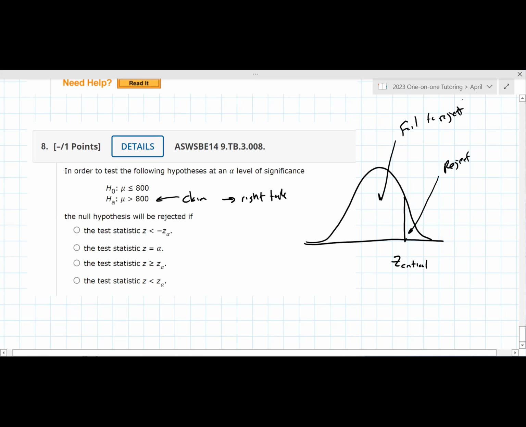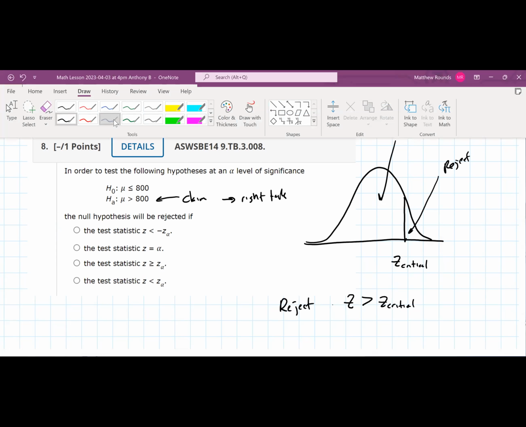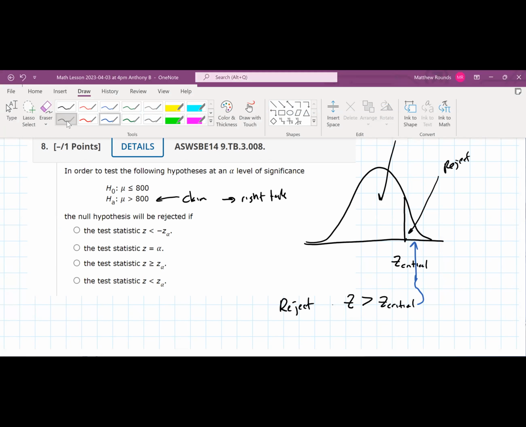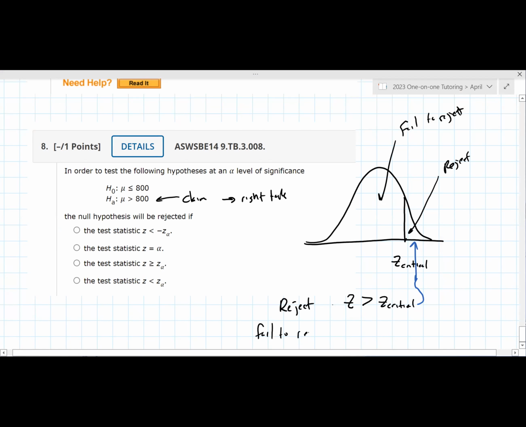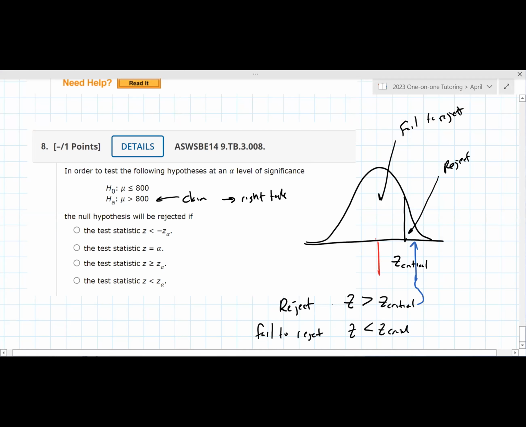In this scenario, you reject if your Z value is greater than your Z critical value. Graphically, it's something right there to the right. You fail to reject if Z is less than Z critical in this right-tailed test only. Graphically, that means a point somewhere over here to the left of your critical value.